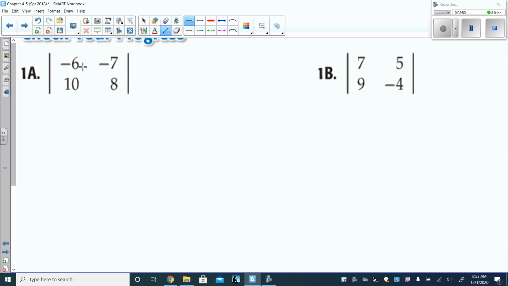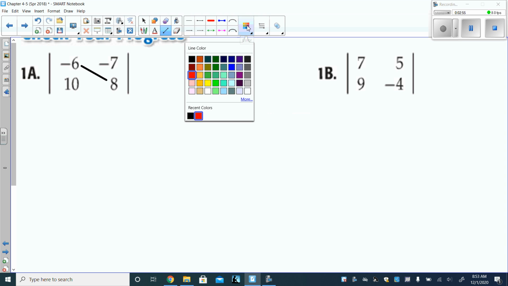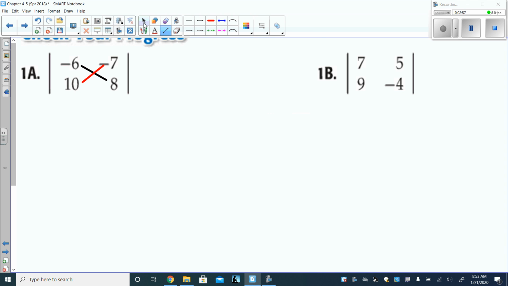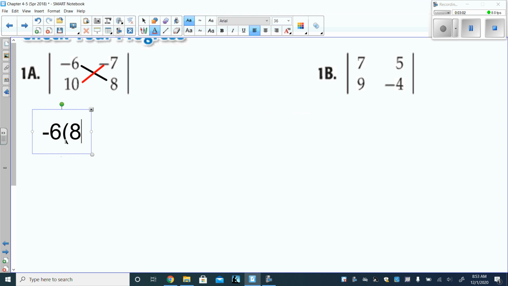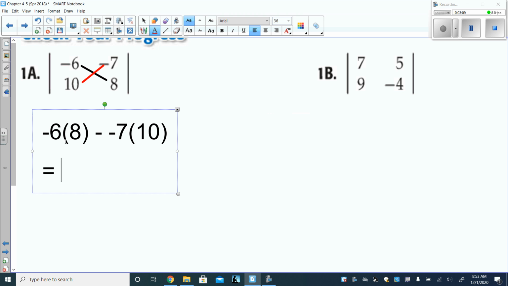So our first diagonal is going to be negative 6 times 8. And the other diagonal is going to be negative 7 times 10. So what we're going to do first is negative 6 times 8 minus negative 7 times 10. Well, negative 6 times 8 will be negative 48. Then negative and negative would make a positive, 7 times 10, which would be 70.